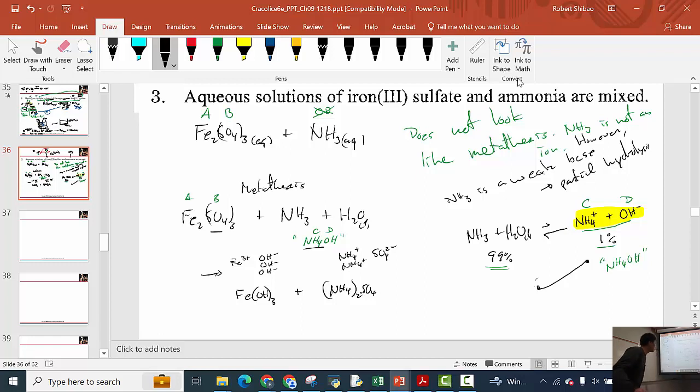However, I'm not going to write ammonium hydroxide. I'm going to leave it as ammonia and water. Why am I going to leave it as ammonia and water? Because it's mostly ammonia and water. I want to leave it just as a major species.